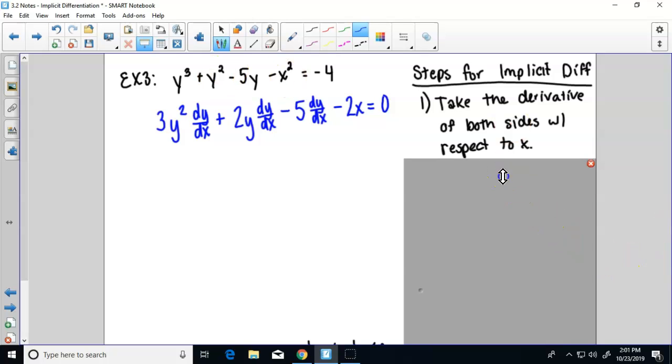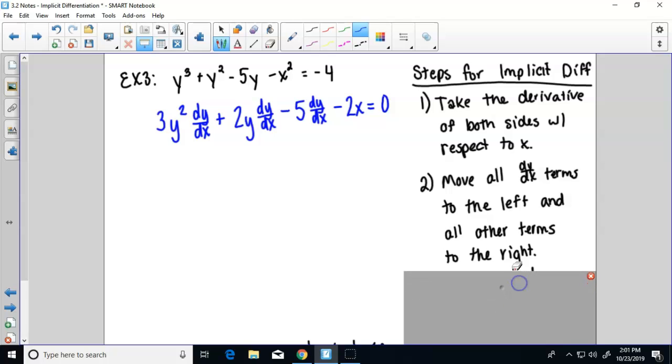Okay, the next thing you want to do is move all the dy dx terms to the left and all the other terms to the right. Technically, it could be either side, but I just like to have the dy dx's on the left. So in this case, it'll look like this.